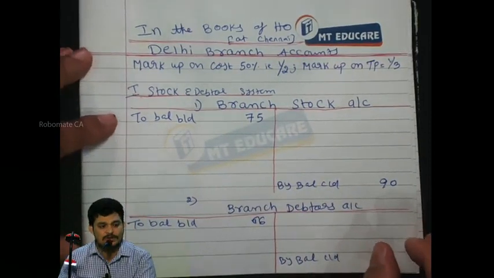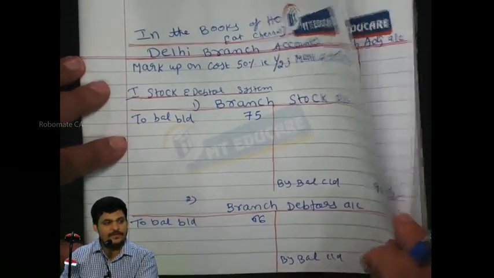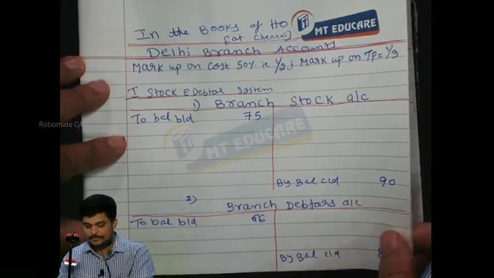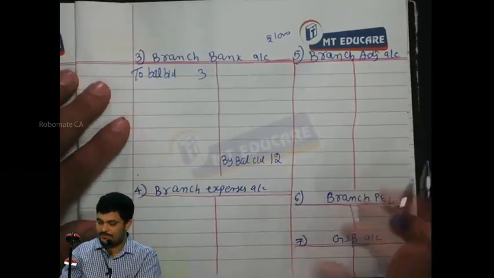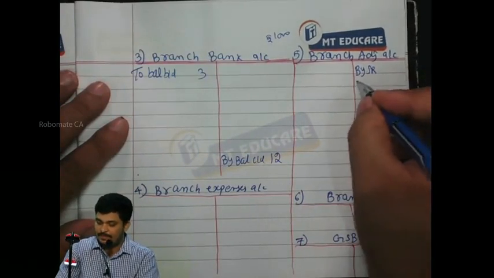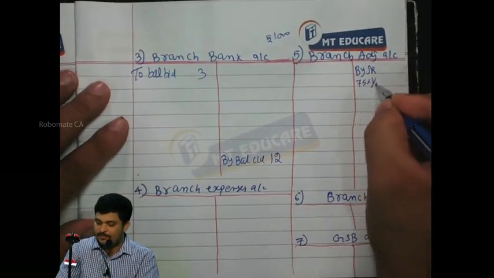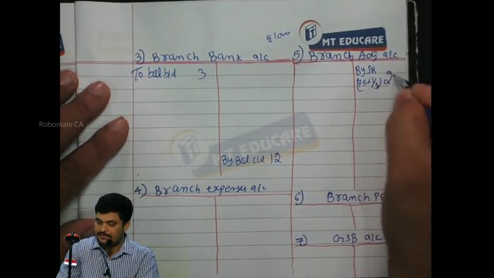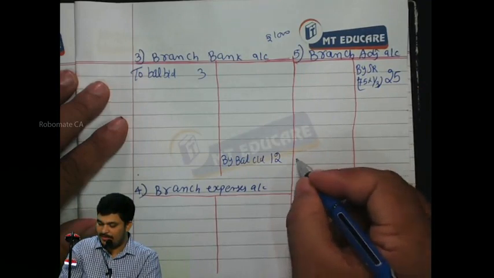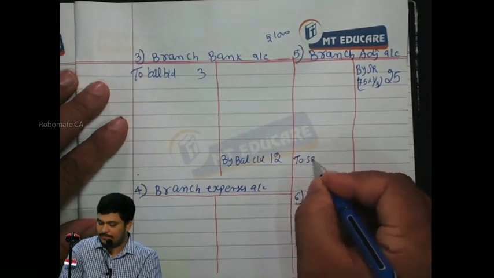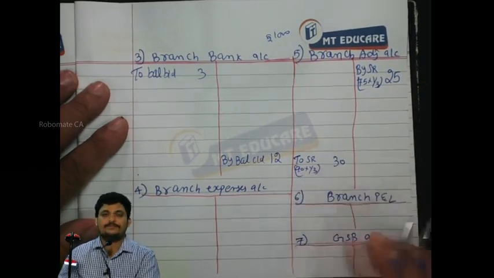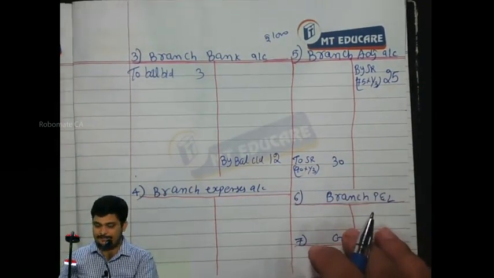Friends, please stop talking. Then we book the profit in the profit account by stock reserve: 75 into 1 by 3. To stock reserve, 90 into 1 by 3, that is 30. Next.